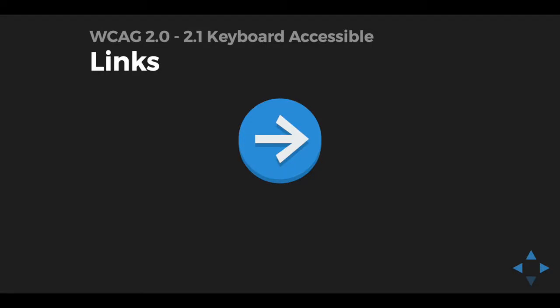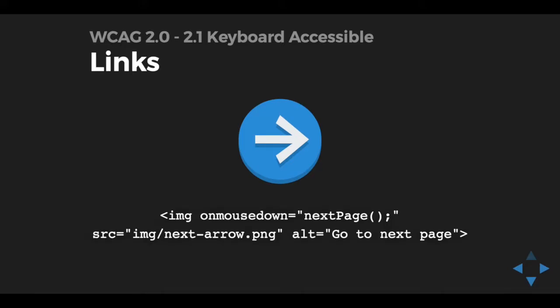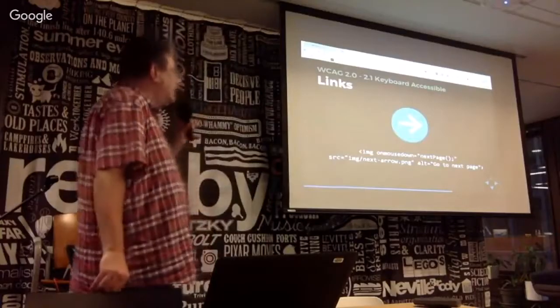So let's take the example of links. So you have this arrow graphic. This arrow graphic could be to a slideshow, a carousel. It could be to a linear type presentation. But here's the code for it. What about this code makes this not keyboard accessible? Anyone have any ideas?